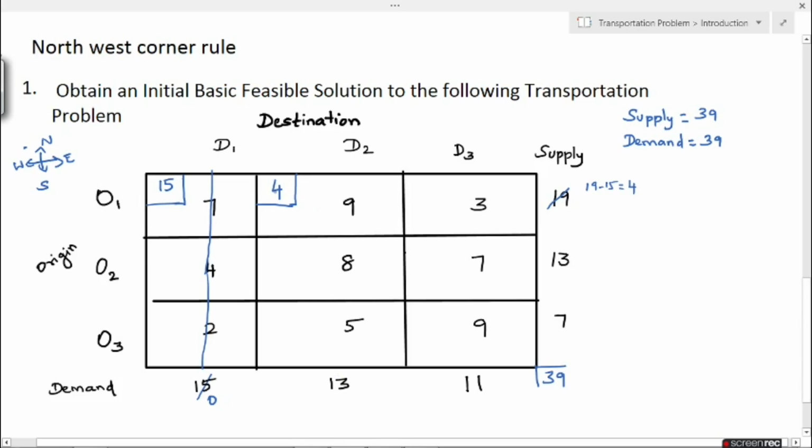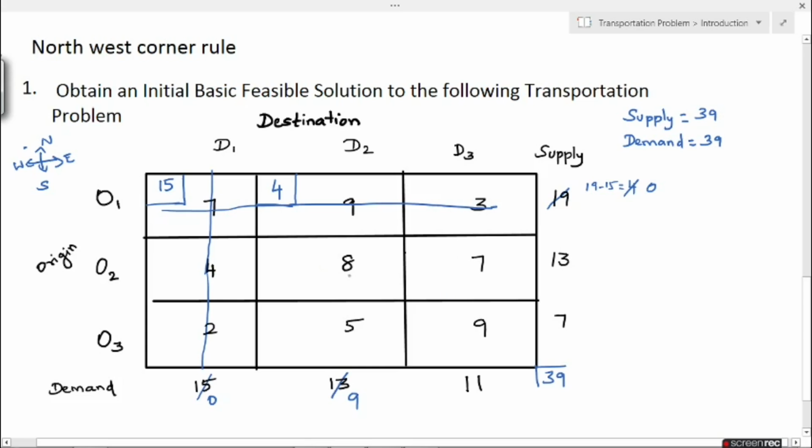So now using this allocation, we have to subtract these two values. So 4 minus 4, that is 0, and 13 minus 4, that is 9. See here, demand value is 9 and supply value is 0. So this allocation satisfies the supply value, so this corresponding row will get cancelled.